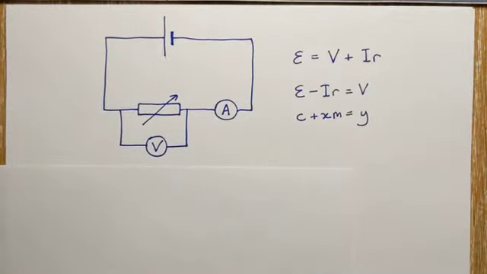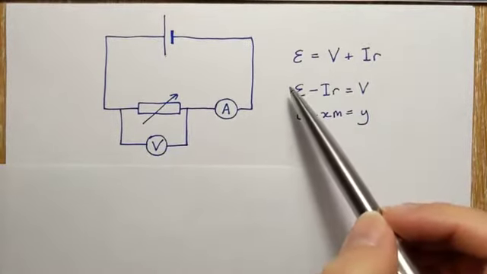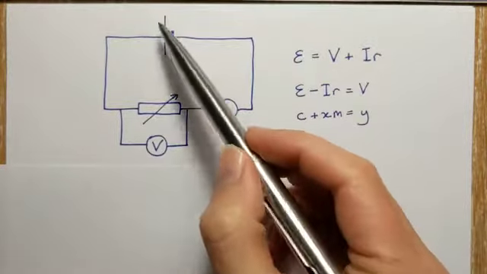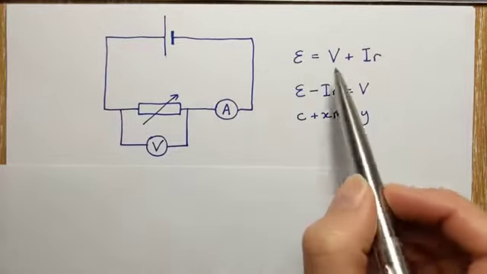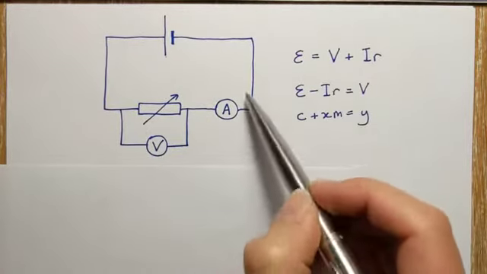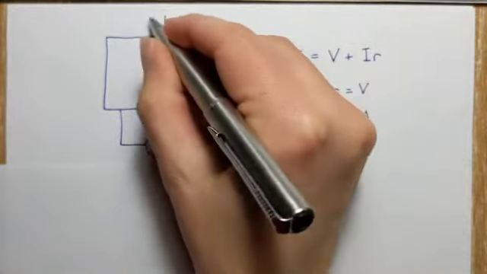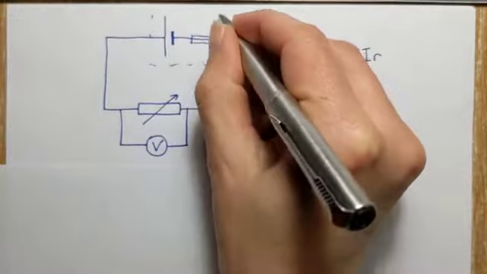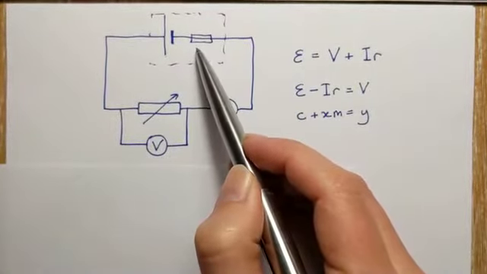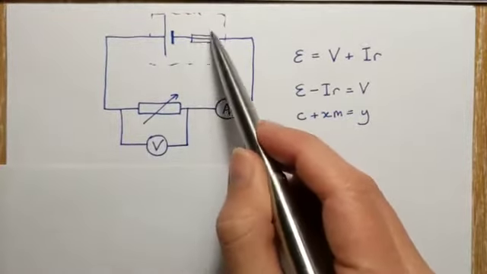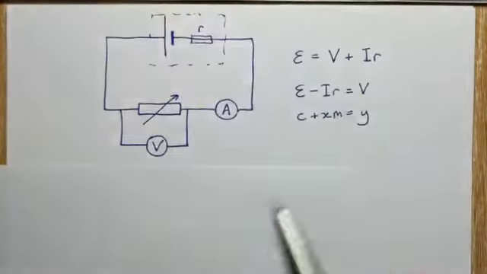But before we look at the graph, we look at what's going on with these numbers. From Kirchhoff's second law, we know that the EMF of the cell has to be equal to the PD across the variable resistor, so I'm calling that V, plus the PD across, and I haven't drawn it in, let me just add it in, so there's my resistor representing the internal resistance of the cell. So the PD across that is Ir, the current times its resistance.